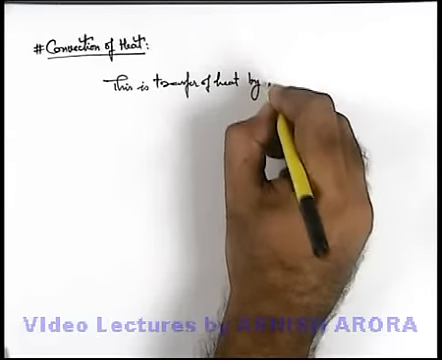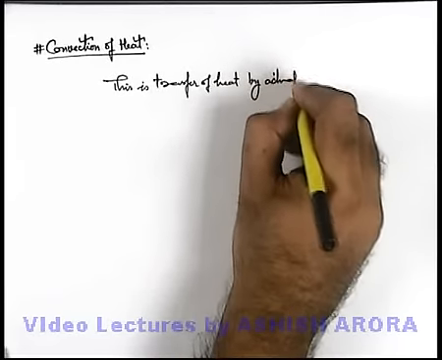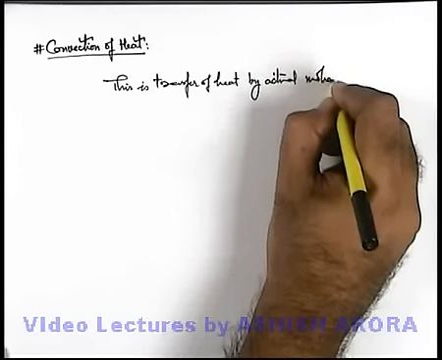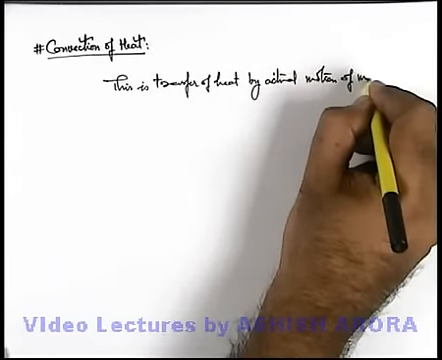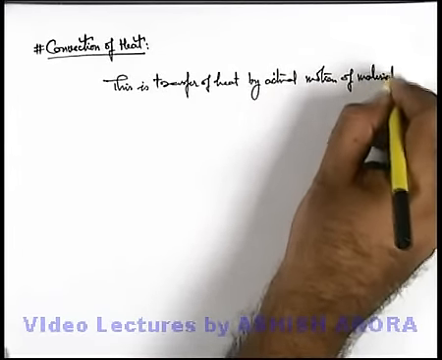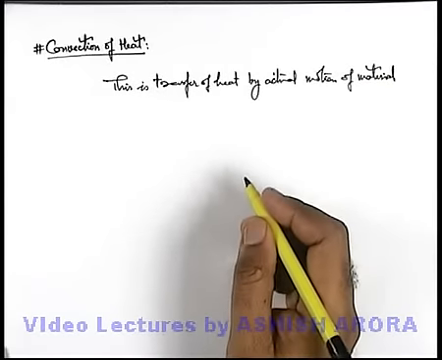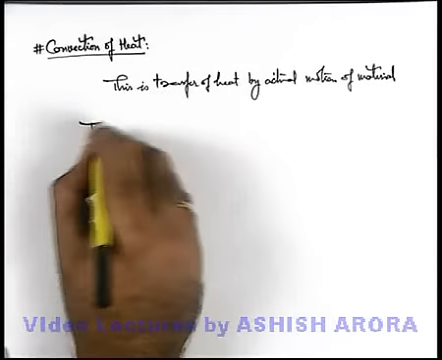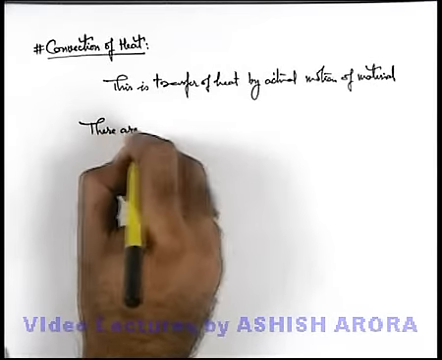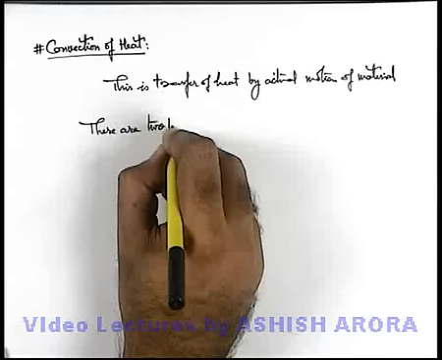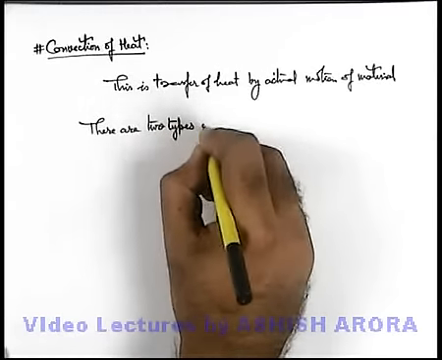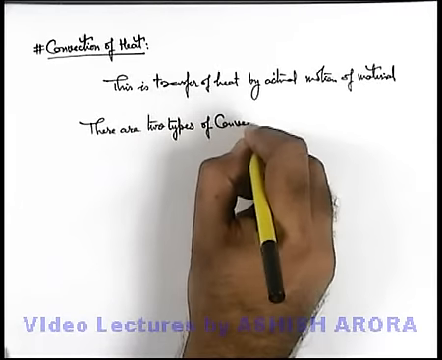by actual motion of material, or more precisely material particle or particles of medium. Mainly we can say there are two types of convections.